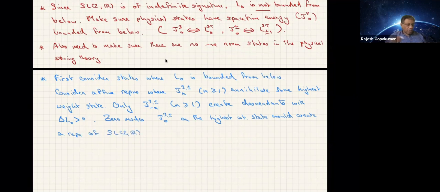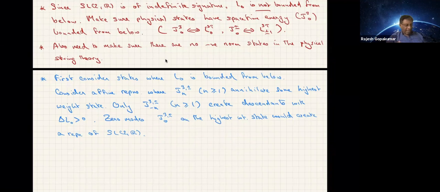So if we consider representations of SL2R for the zero modes, and then we build an affine tower on it such that the positive modes are annihilating that state, then that gives you a set of representations or states where L0 is bounded from below.